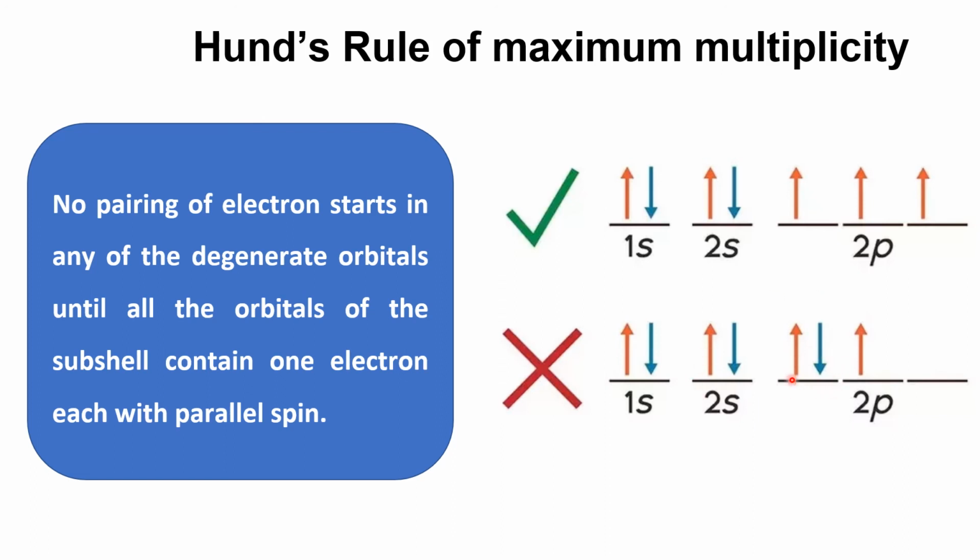Here you will see that if we write the representation like this, 1s is filled, 2s is filled, and then in 2p, pairing is done, and then the third electron goes to the second orbital, then this is the wrong representation. First we need to write one electron in each orbital and then we should start pairing of the electrons.